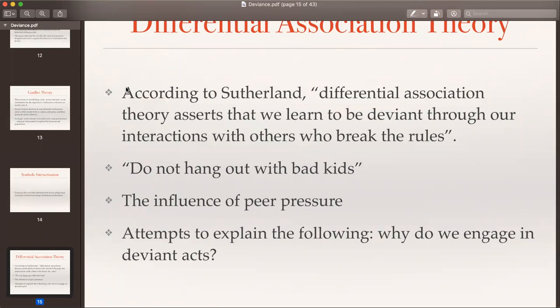But what we want to understand is that just because you hang out with a bad kid doesn't necessarily mean you're going to be bad yourself. We need to gauge, well, what value does this relationship hold? How much influence does this person have on your everyday life that they can influence you to engage in negative or bad behaviors? And so you want to take that into consideration.